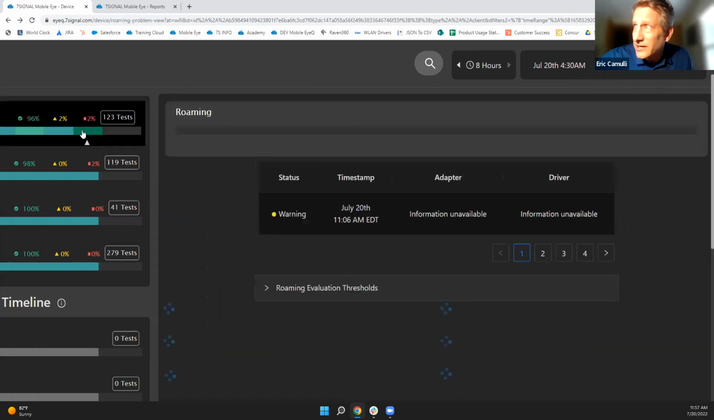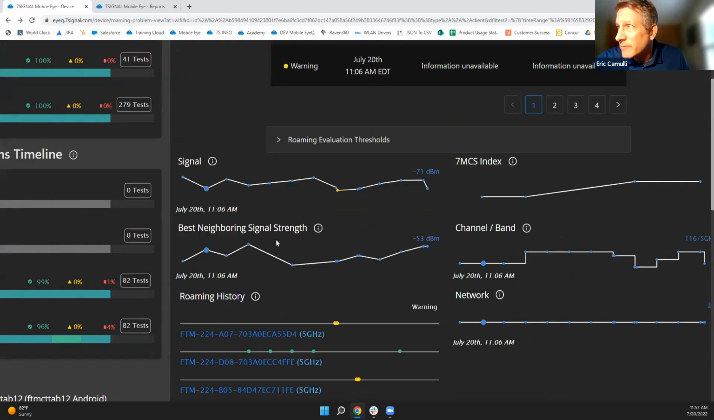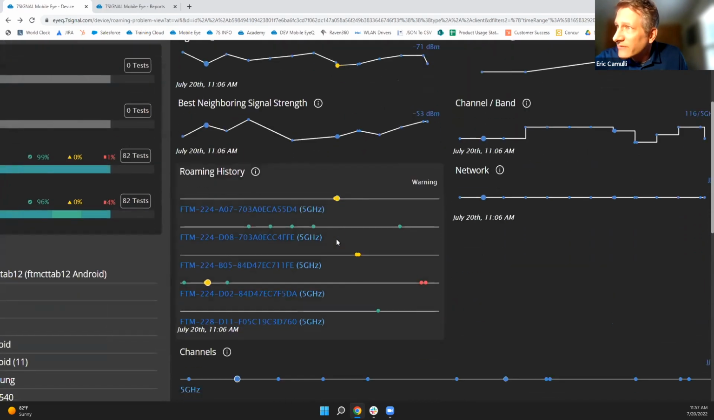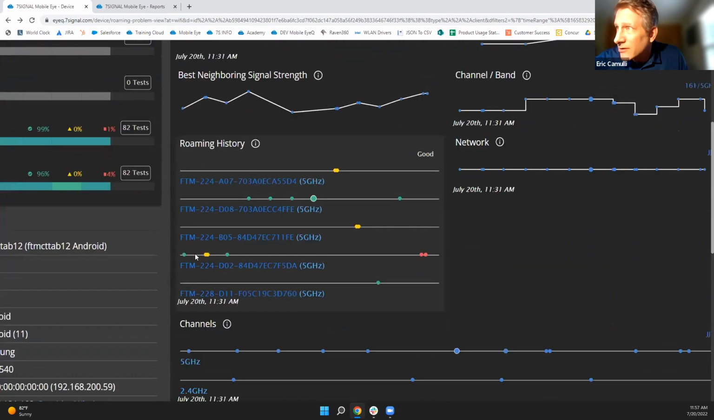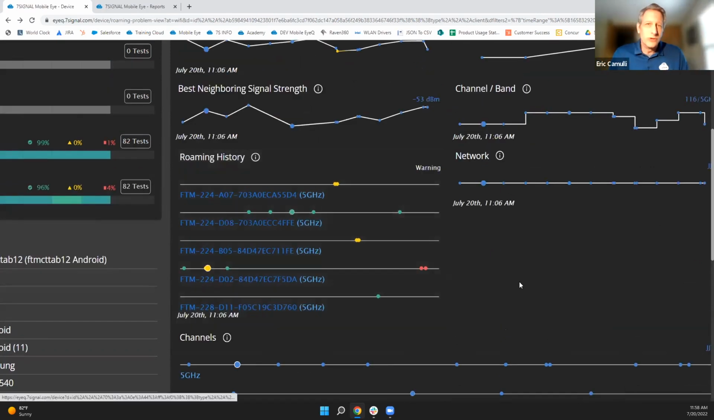And again, I can click and I can drill in, and not only am I going to get, okay, what the best neighboring signal strength is and all of that, but also I've got this nice little roaming history where I can see the name of the access point that I was connected to at the time that it decided to then roam to one, roam to the other. So really powerful, guys, when you've got this kind of detail.